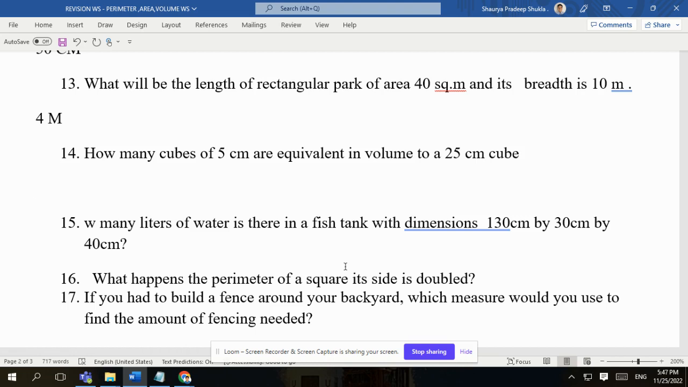No, no. Volume is already given, no? No, I think these are the length of the side, like length, breadth, and height. Okay, okay, I got it. I got it.